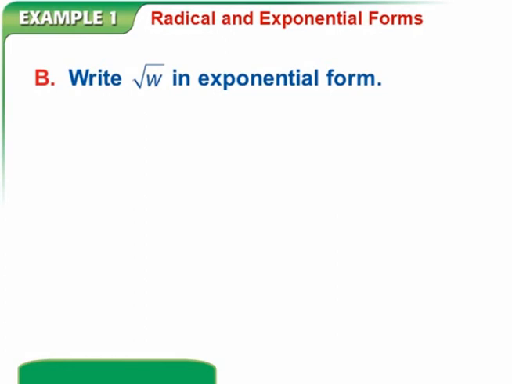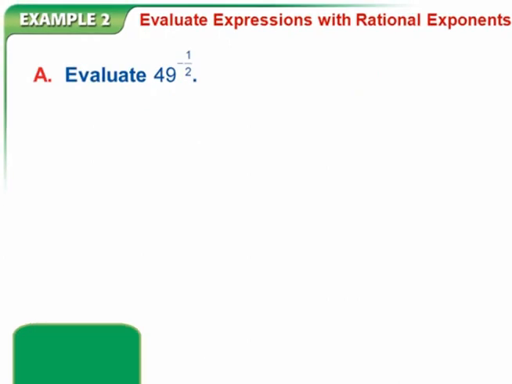Okay, here's our second example. Write the square root of w in exponential form. So we need to write it as an exponent. We have to remember, for a square root, what would be the number inside of the radical symbol up there? That would be a 2 up there. So what we need to do is write it as w raised to the exponent 1 over 2. That's how we write it in exponential form.